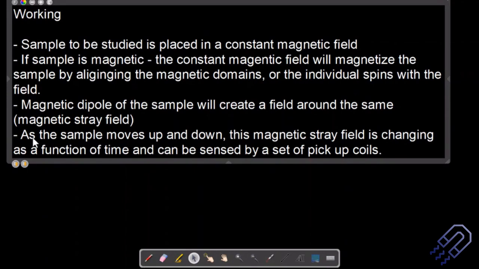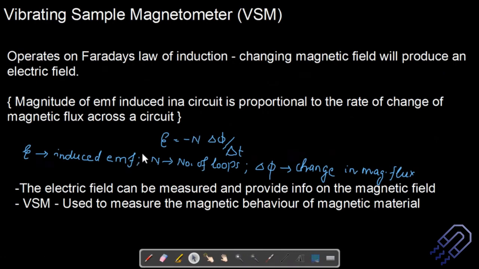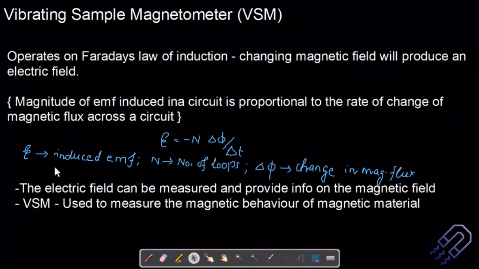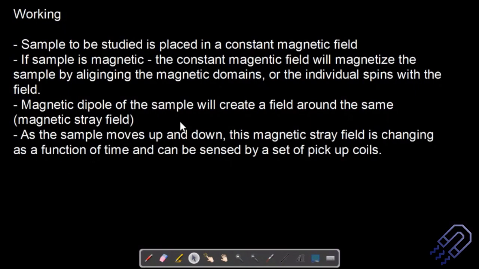So what happens is as the sample moves up and down, you basically have a change in magnetic field. Now, if you remember this, epsilon is equal to minus n delta phi divided by delta t. There should be a change in magnetic field with time. So if there is no change, you are not going to expect an induced EMF. That's what Faraday's law states. So that means I should continuously keep on changing the magnetic field.